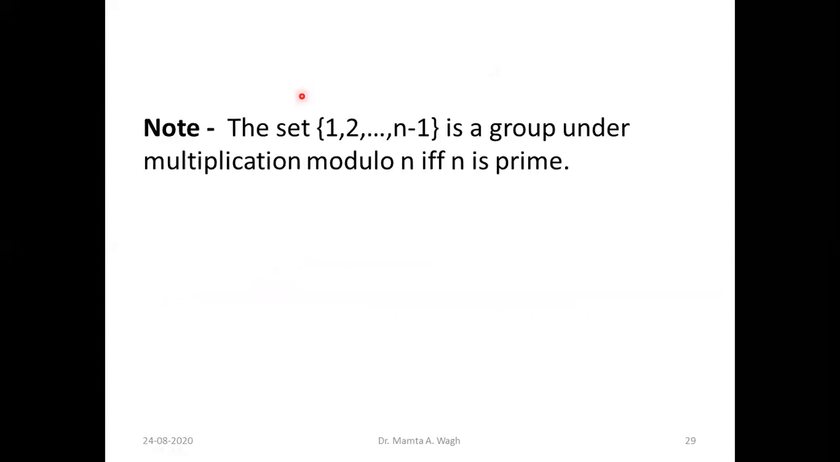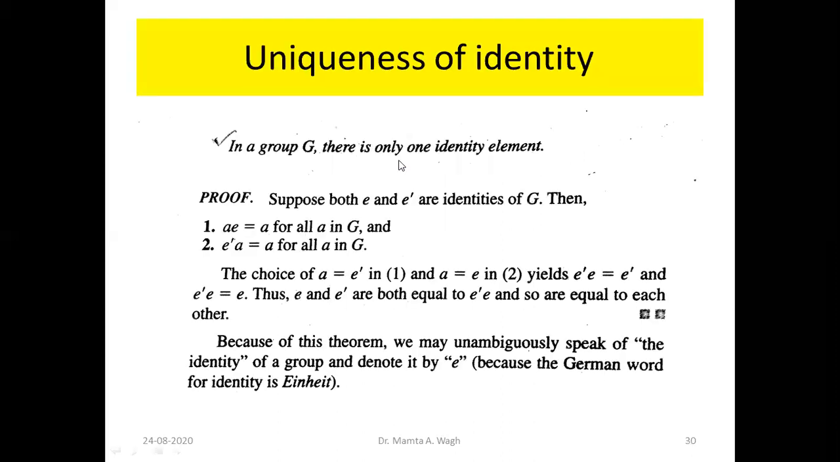This set 1, 2, 3 up to n minus 1 is a group under multiplication modulo n if and only if n is a prime. So for this to be a group, n should be prime, and if n is a prime, then this set is a group. That you should remember.